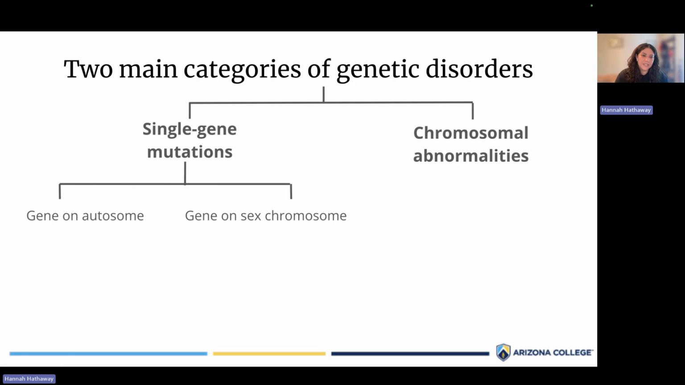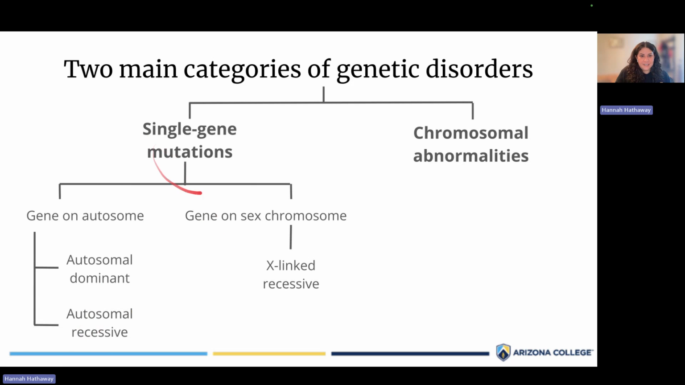For single gene mutations, there are 2 subcategories depending on where that gene is. If the gene is on an autosome, meaning all of the chromosomes that are not sex chromosomes, then we could say that that single gene disorder is either autosomal dominant if the mutation causes the disease, or autosomal recessive if the mutation will cause the disease only if you get 2 mutated copies of the mutated gene.